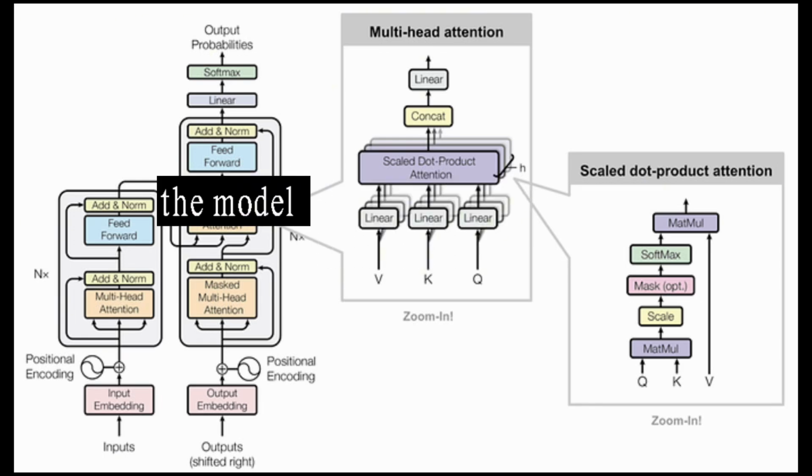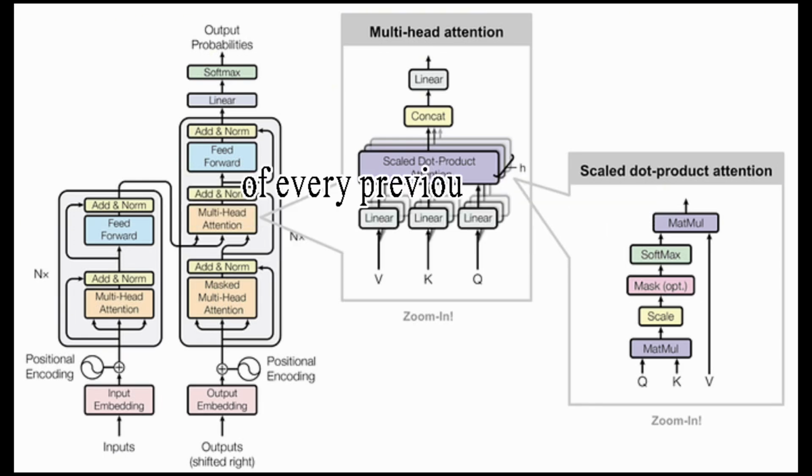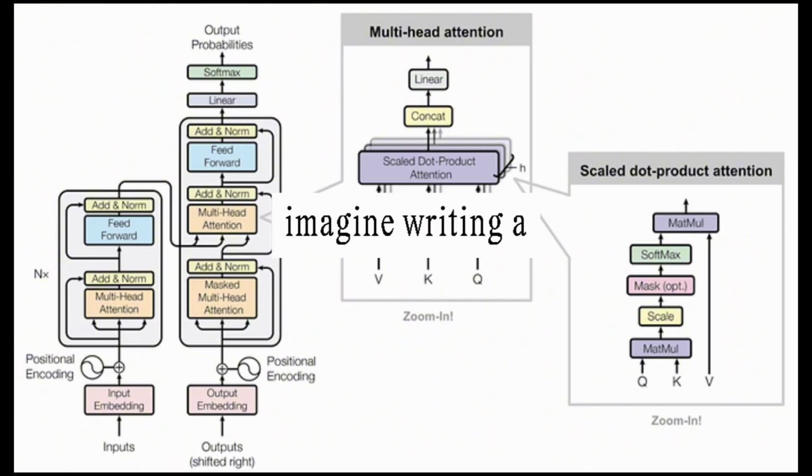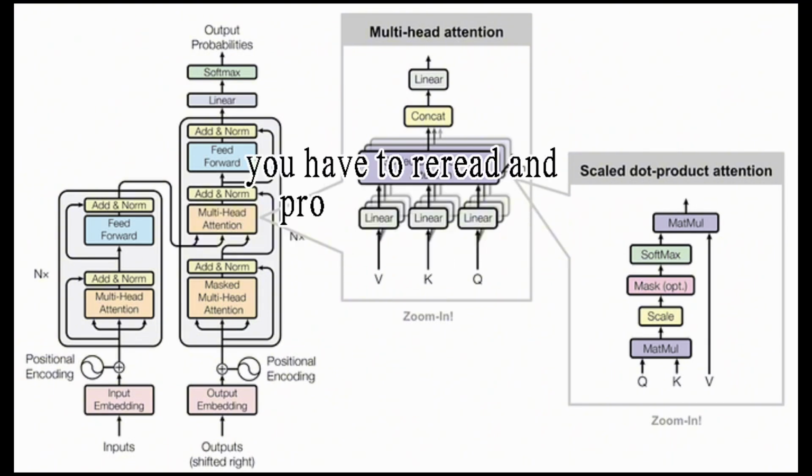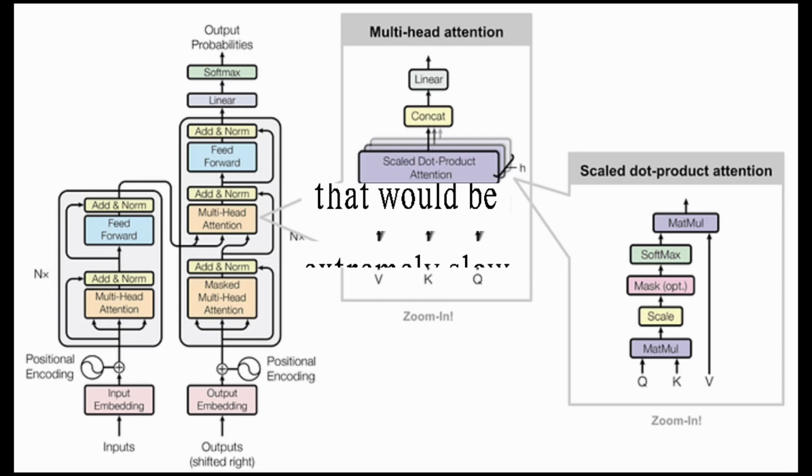Without a KV cache, the model would have to recalculate the keys and values of every previous token each time it generates a new one. Imagine writing a sentence one word at a time, but before writing each new word, you have to reread and process the entire sentence from the beginning. That would be extremely slow.